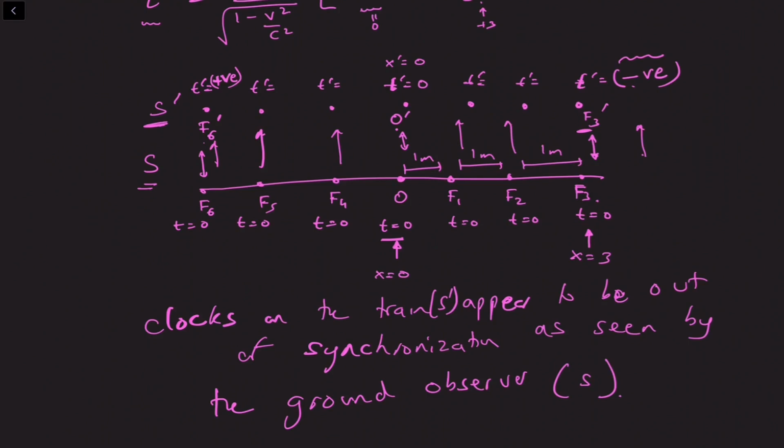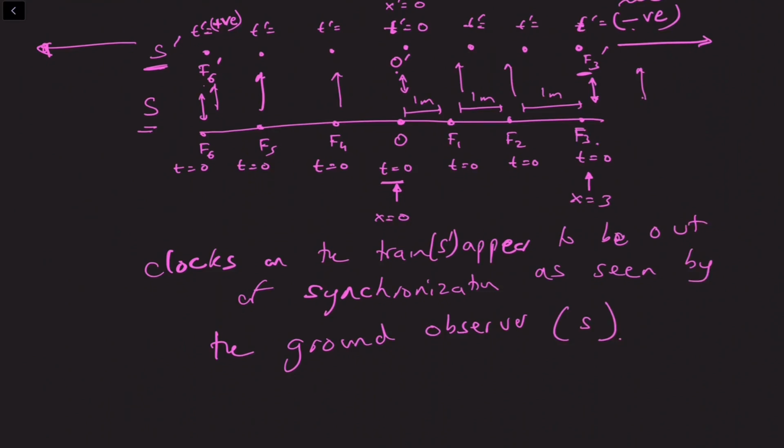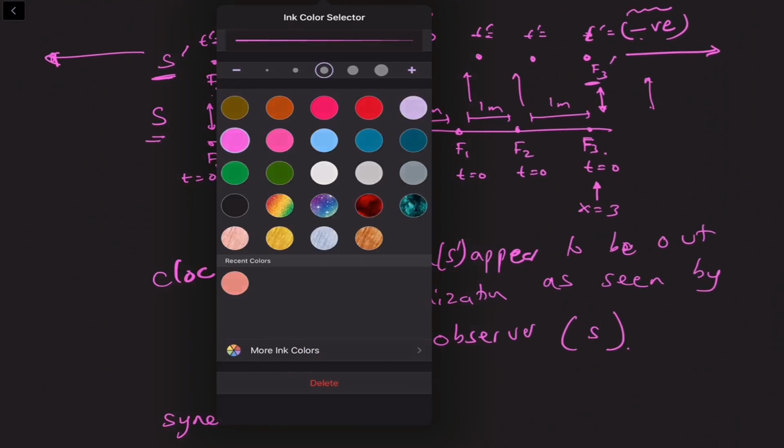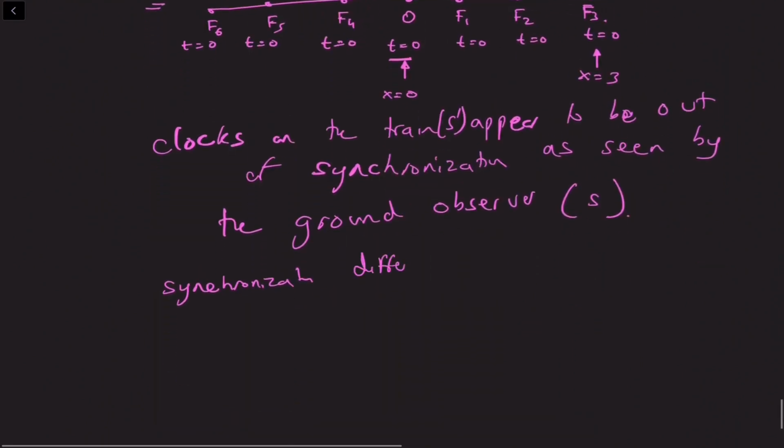And not only do they appear to be out of sync, the synchronization grows worse as you move further to the right or further to the left. These clocks look like they are showing more and more negative times. So the synchronization difference appears to be worse further away from the origin.